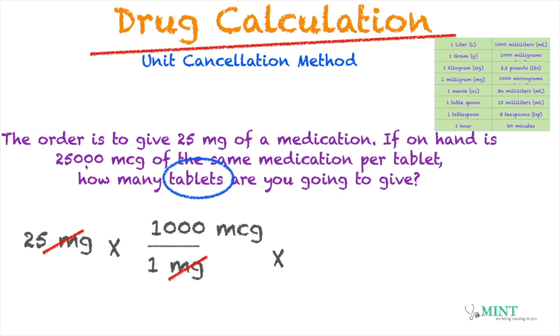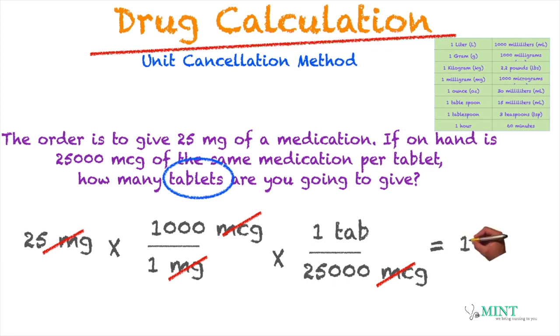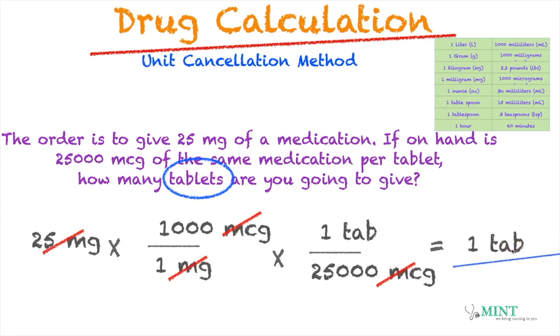And in this case, it is 25,000 micrograms per tablet. We're going to write that down as 25,000 micrograms per tablet. This way, we get to cancel micrograms. With all the cancellations that we did, we are now left with the tablet that the problem is looking for. Now let's do our math. 25 times 1000 times 1 divided by 25,000, that will give us an answer of 1 tablet.